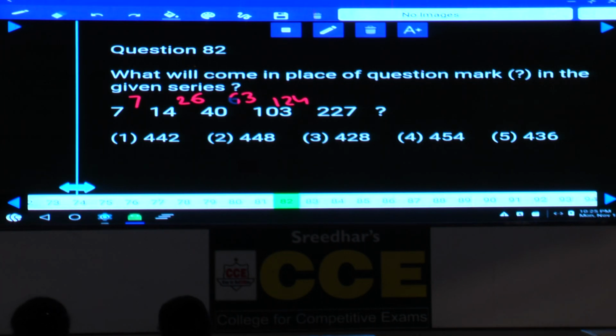Now this 7 can be written as 2 cube minus 1. 26 can be written as 3 cube minus 1. 63 can be written as 4 cube minus 1. 124 is 5 cube minus 1. Next one, 6 cube minus 1 is how much? 215. Now we need to add 215 to this. Now 227 plus 215 is 442. 442, choice 1 is the answer. How much happened? Close.